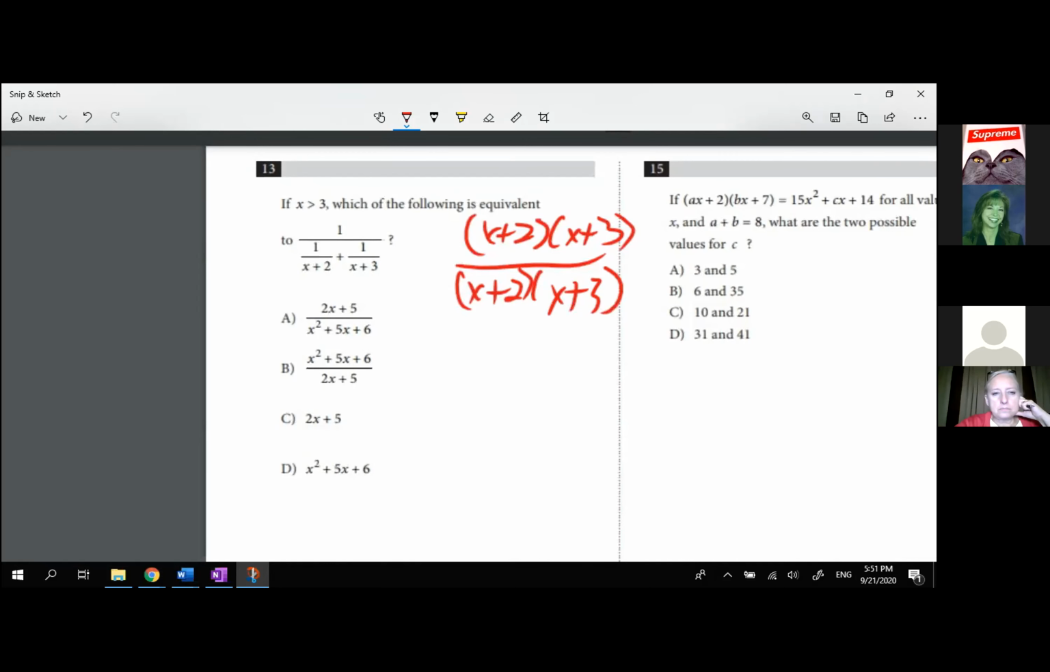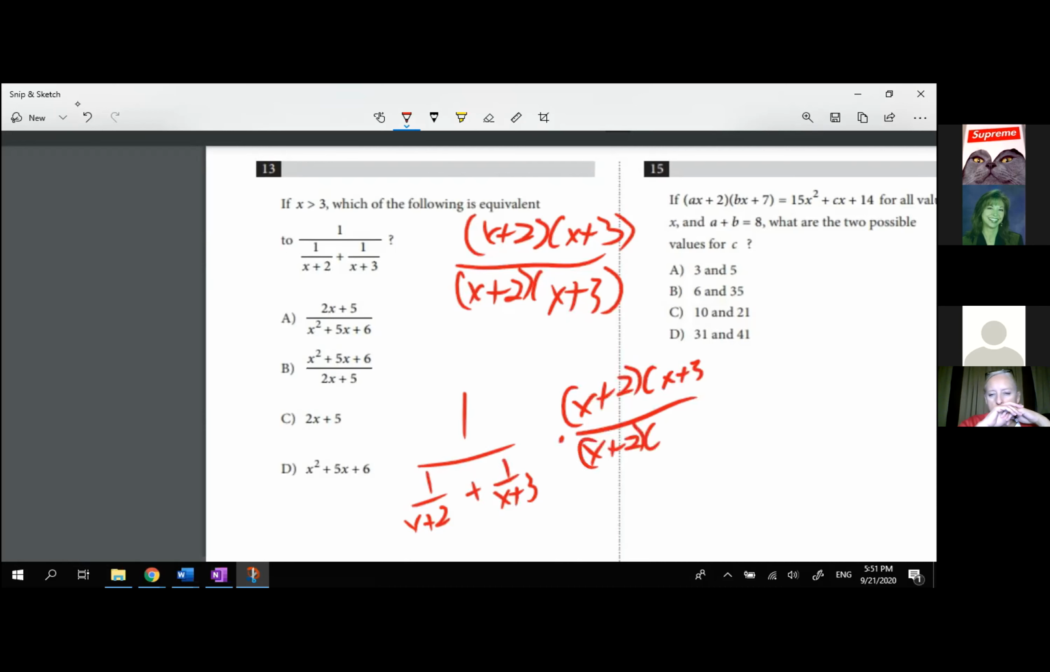We've got the exact same thing going on the top as we do on the bottom. So that means that that over that equals 1. So what we can do here to get rid of these little denominators is multiply by this entire thing right here. So it'll be 1 over x plus 2 plus 1 over x plus 3 times x plus 2 times x plus 3 over x plus 2 times x plus 3.